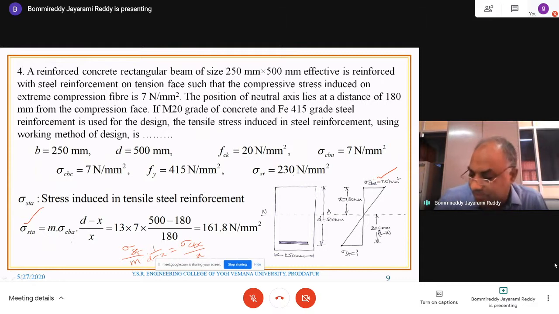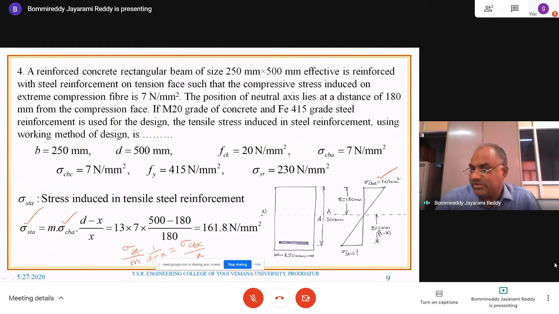No need of remembering any particular equation. So from this, sigma ST is M sigma CBC times D minus X by X. So here, sigma CBC is the actual compressive bending stress in concrete, and sigma ST is the actual stress in the steel reinforcement.